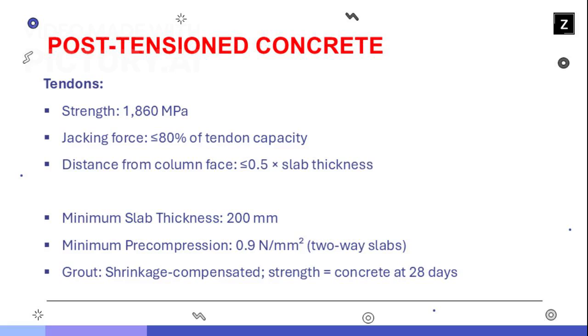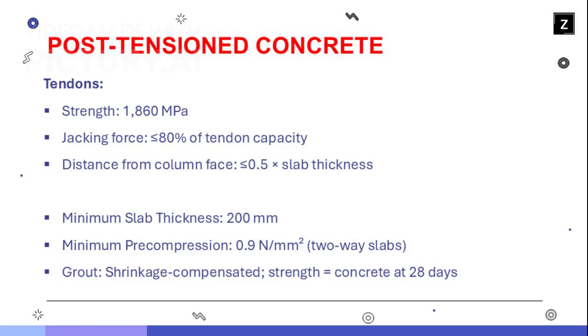Post-tension concrete is used for longer spans and slab thickness optimization. In Dubai, PT slabs must be at least 200 mm thick. The tendons used are high-strength steel cables with 1,860 megapascals capacity. The jacking force applied must not exceed 80% of this capacity to ensure safety. Also, tendons must be placed no farther than 0.5 times slab thickness from the column face to maintain slab integrity.